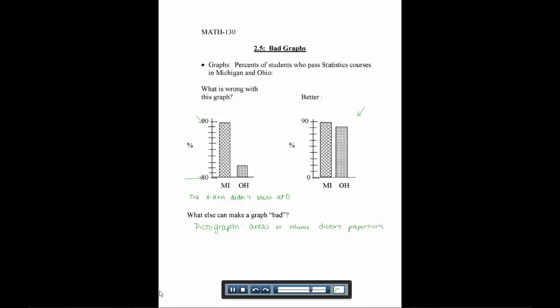If you make a square that's 2 times as big as the other, to the eye it's actually going to look 4 times as big because of the area. So you have to be careful with that. The other thing you want to make sure of is that your axes are clearly labeled. If they're not clearly labeled, then the reader doesn't know what's really going on.